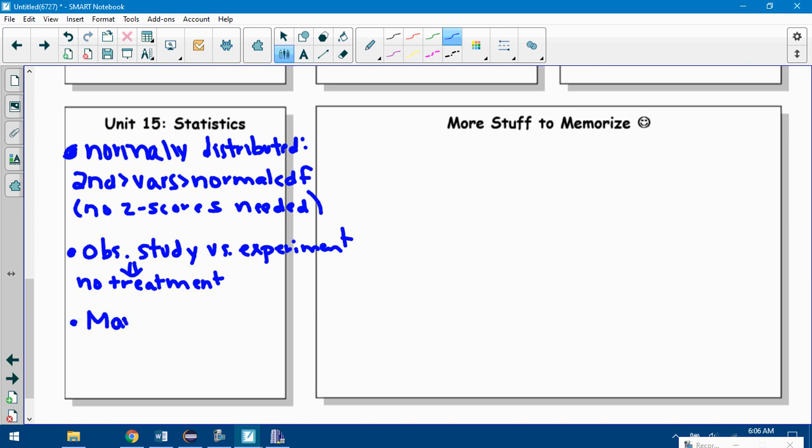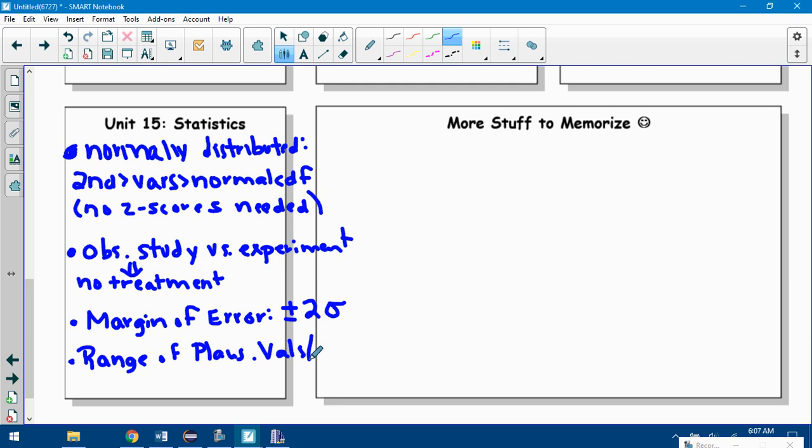Margin of error. If they ask for the margin of error, you just do plus or minus 2 standard deviations. But when it asks for range of plausible values, or if it says something about 95% confident, you do the mean plus or minus 2 standard deviations, which is the same as saying the mean plus or minus the margin of error.